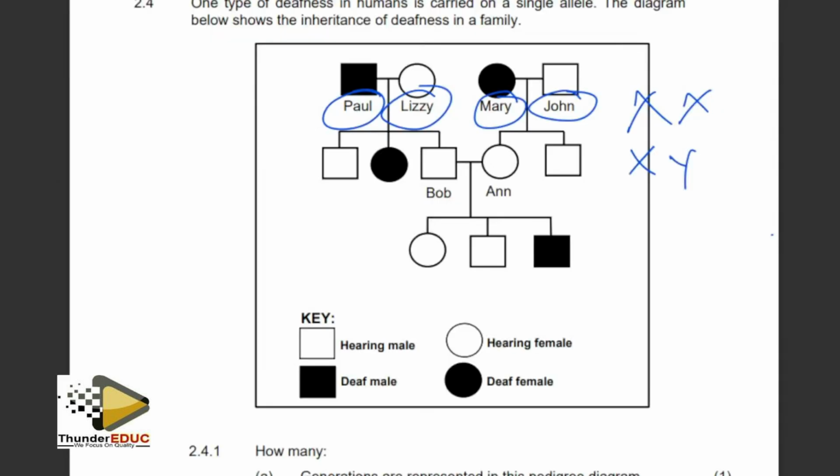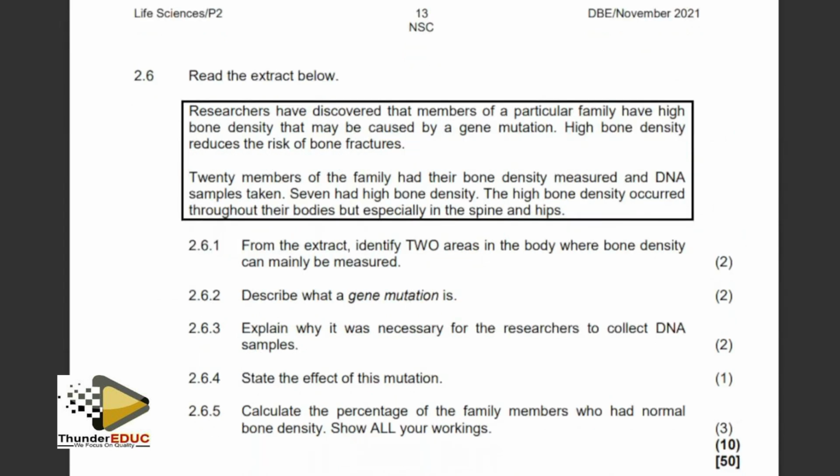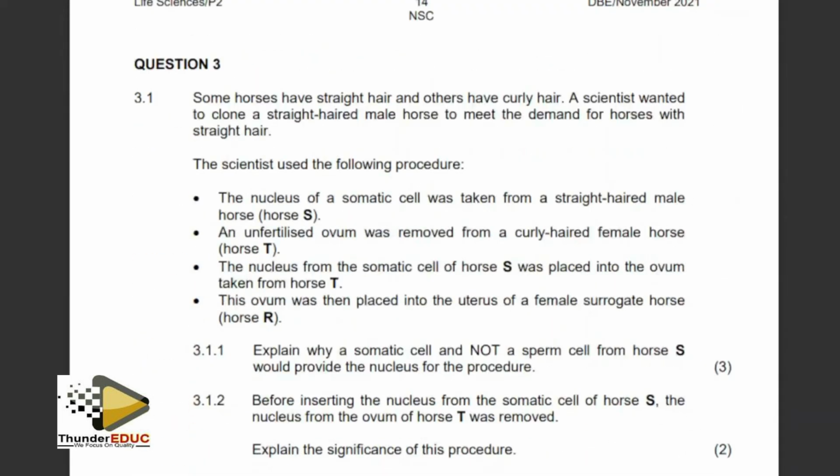If I have any question regarding stem cells. This is gene. Calculate the percentage of, okay. This is gene.